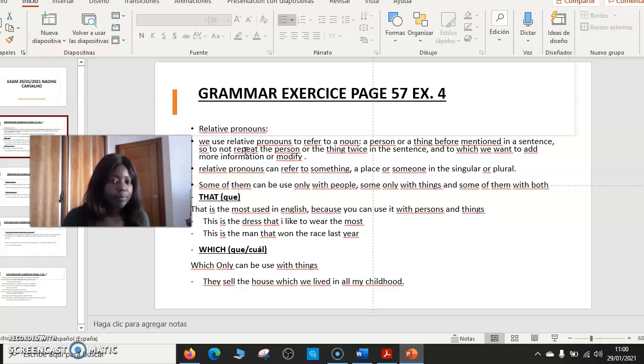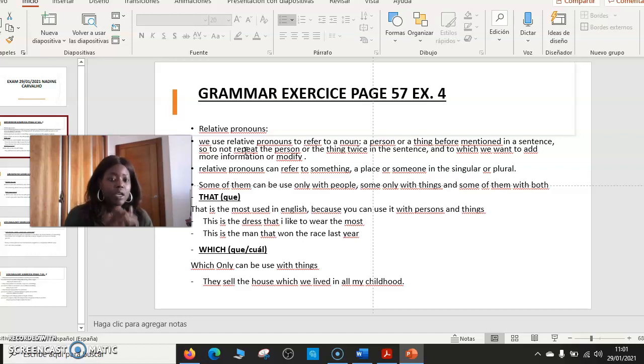Relative pronouns can refer to something, a place, or someone in the singular or plural. Some of them can be used only with people, some only with things, and some of them with both. That is the case for that. Okay, we will start with this pronoun, that, which is very used in English, and which translates in Spanish as que. That is the most used in English because you can use it with both person and thing.